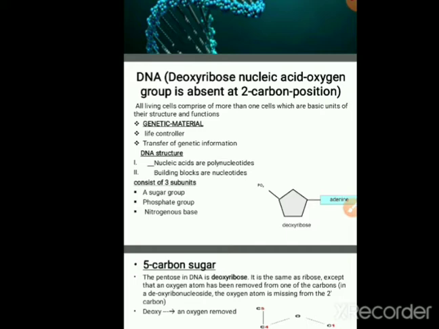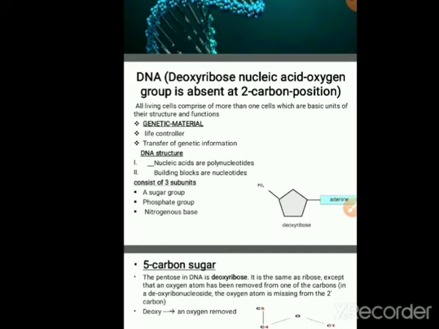Okay, so DNA, as per its introduction, is deoxyribose nucleic acid, in which oxygen at carbon number 2 is absent. So that's it, it lacks oxygen at carbon number 2. It's the only difference between RNA and DNA. The other difference is uracil. So these are the two major differences. But firstly, we will focus on the fact that oxygen was supposed to be present at carbon number 2 in the RNA, but in DNA, they lack this oxygen.